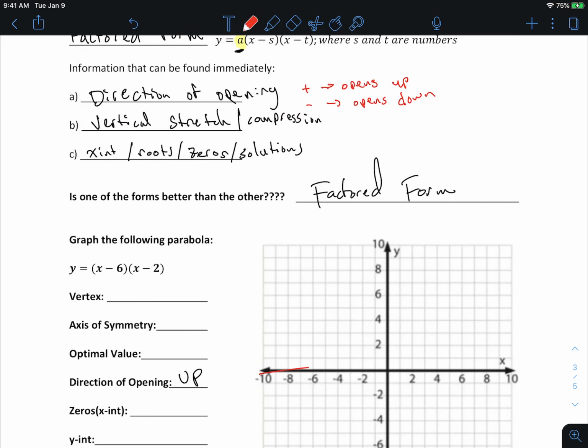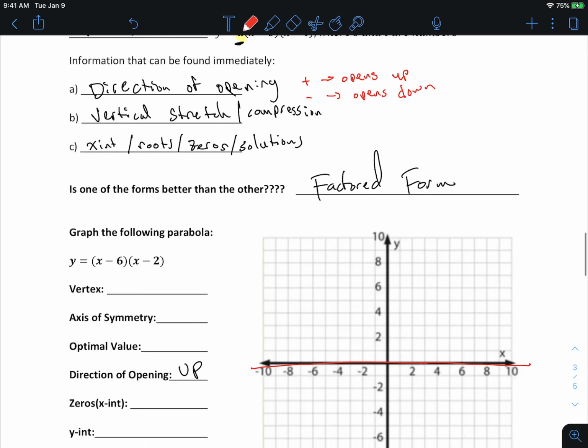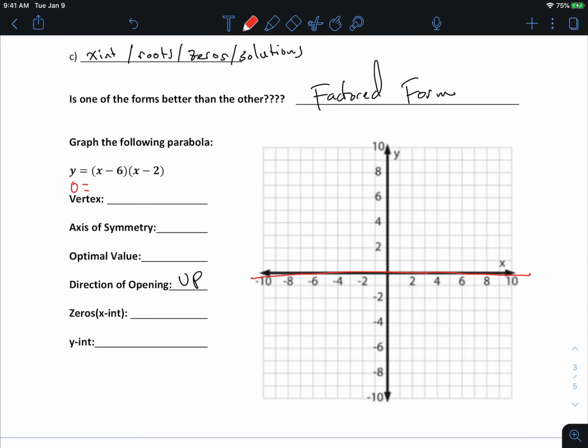When you look at this graph, or any graph, the x-intercepts are here, obviously, right? Because that's where they cross the x-axis. What's the y value here? Anywhere along that red line, what's the y value? Okay. So it's 0 equals.